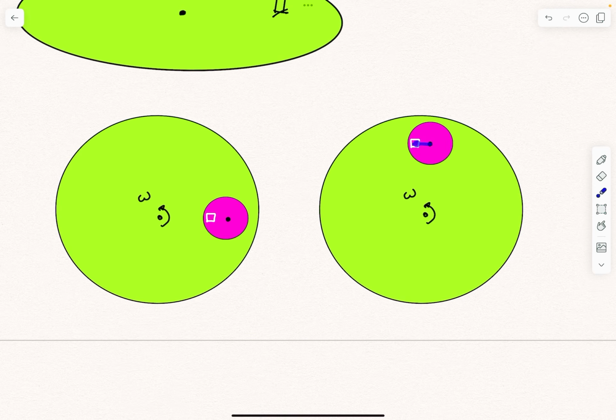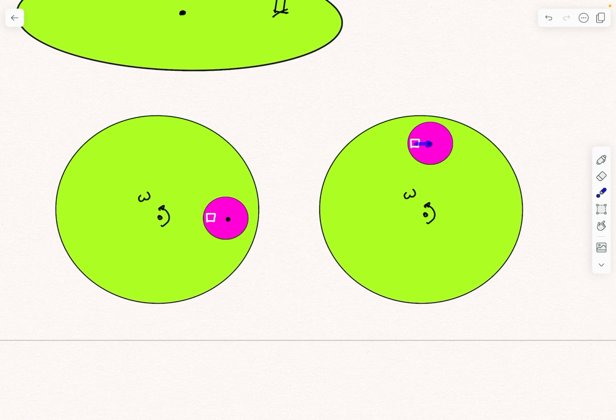The line connecting the square and the center will still be horizontal. As you can see, it was horizontal initially, and finally also it will be horizontal. The reason is that it's not rotating about its own axis. If the pink disc was rigidly attached to the green disc, then when it comes to the top, this square will be at the bottom. But here it is not rigidly attached, right? So this will be the case, and this is what we call pure translation.